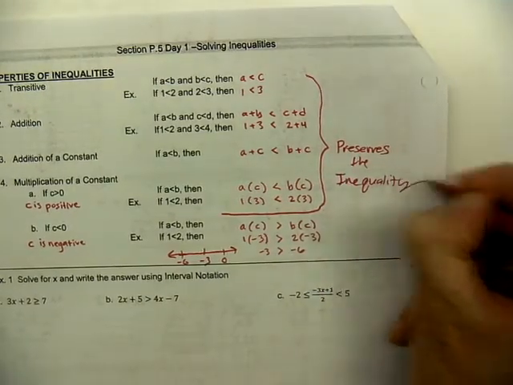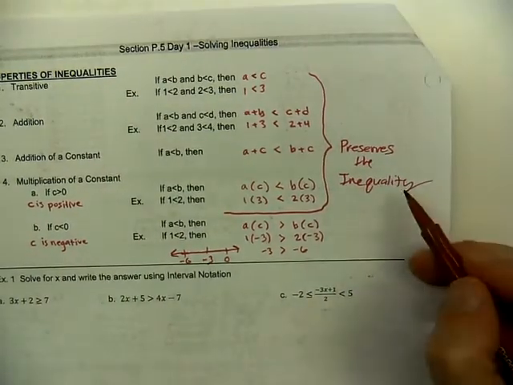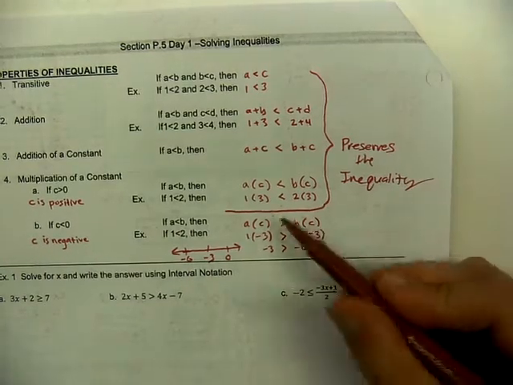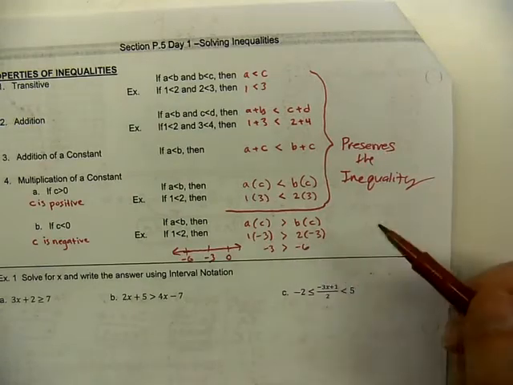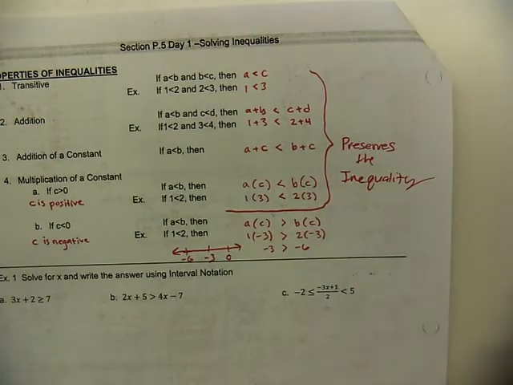That means that you don't change the direction of the symbol, right? But when you get down to the multiplication of a negative, that also includes dividing with a negative, that's when it changes. All right, so that's little topic number 1.